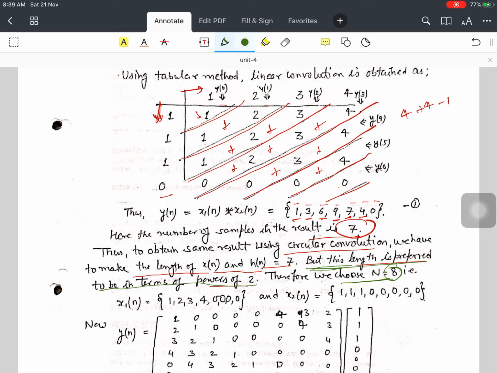So what we have to do is pad the remaining samples now. This is given: 1 2 3 4. Now we have to pad 4 zeros over here. The same we have to do in this x2[n]. So 1 1 1 1 was given. Now we have to pad 4 zeros, making this N equal to 8.